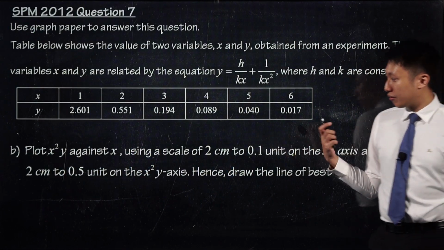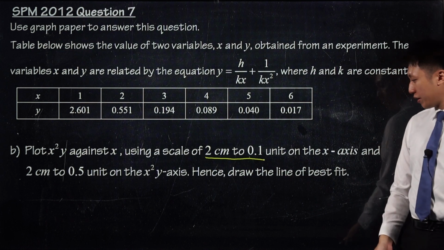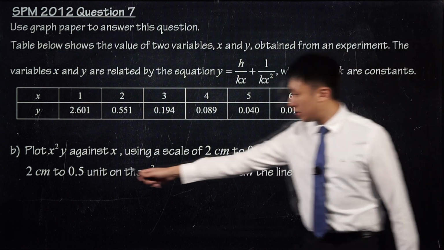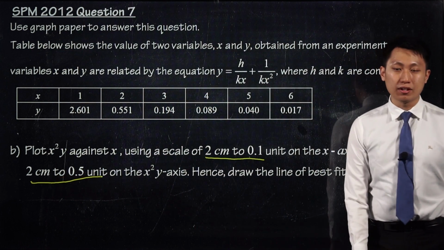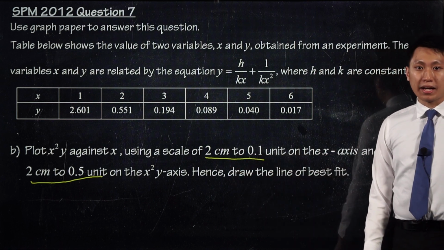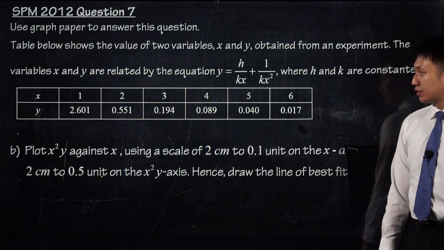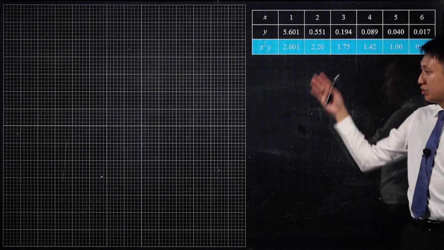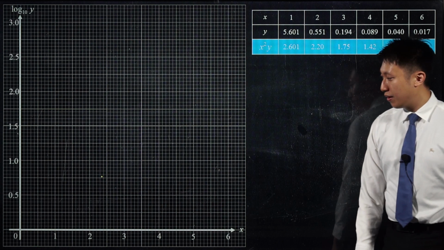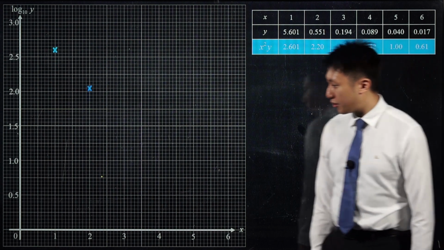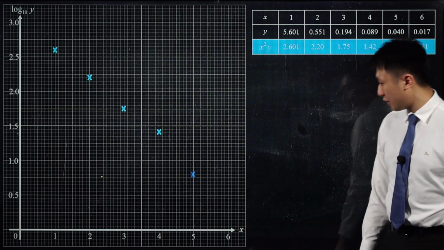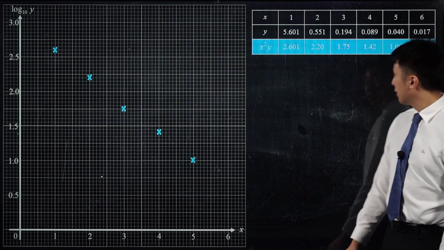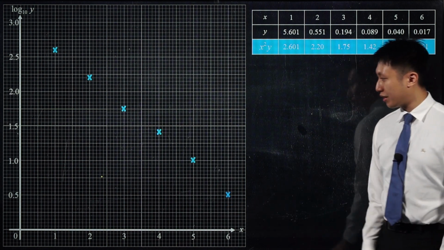So now we plot with the scale of 2 cm to 0.1 unit on the x-axis and also 2 cm to 0.5 unit on the x squared y axis. All right, we have this. We put the table over here, then we start to plot all the points there. I don't have to tell you how to plot, right? Because you are an expert now. All right, so you have this and the last one here.